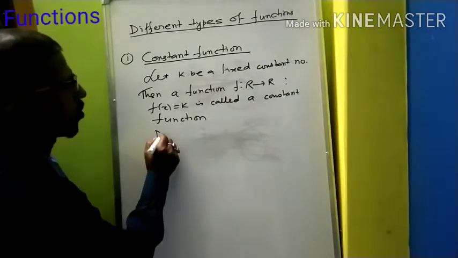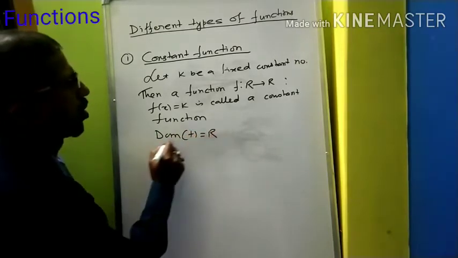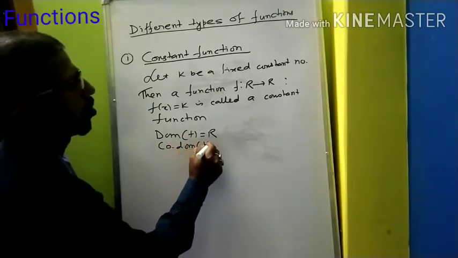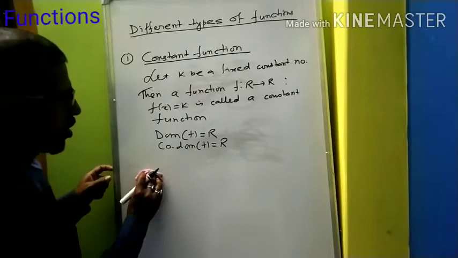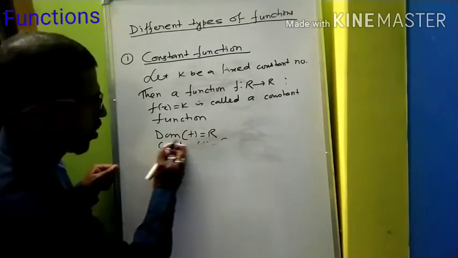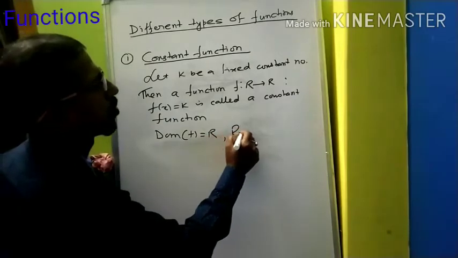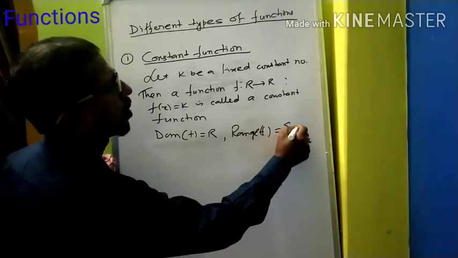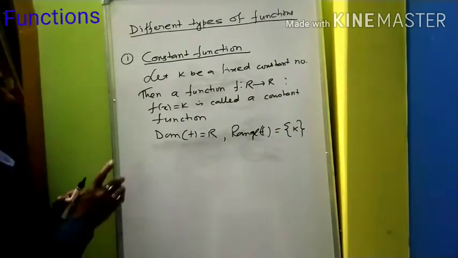What will be the domain of the function? The domain will be the real numbers. The codomain will also be the real numbers. The codomain is also real numbers, but here we need the domain and range. What will be the range of the function? The range will be only one element, which is k. k is the only element which has pre-images.